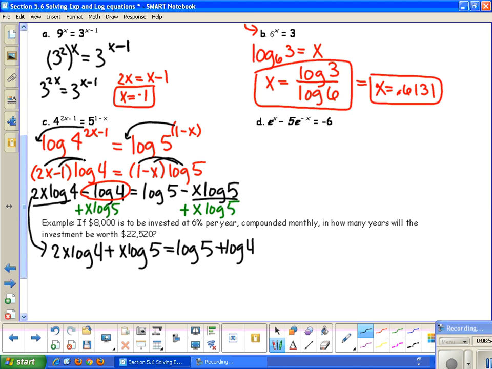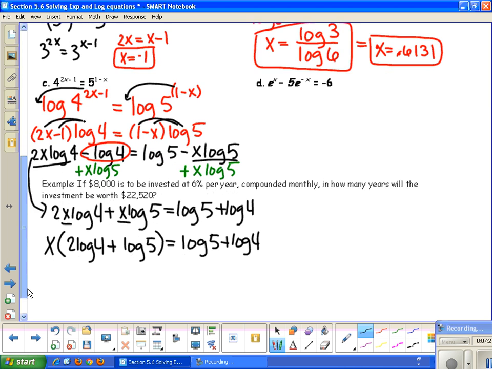Now, if we go back over here to our equation, I have an x in both my terms. So in order to get it by itself, since these are not like terms, I cannot combine them together because in order to be like terms, you have to have the same base and the same number that you're taking the log of. We're taking the log of 4 and 5, and that's not the same, so we can't combine it. So I have to factor out that x, which would then give me 2 times the log of 4 plus the log of 5 equals the log of 5 plus the log of 4.